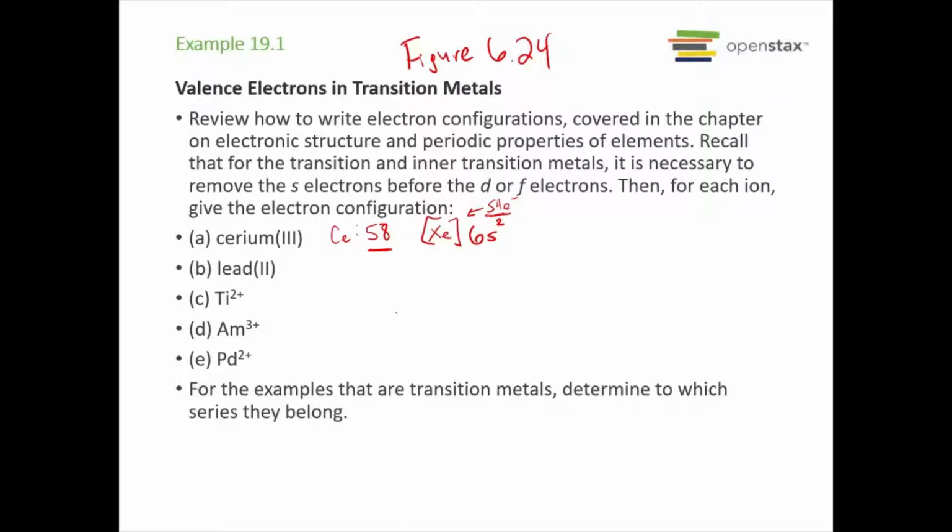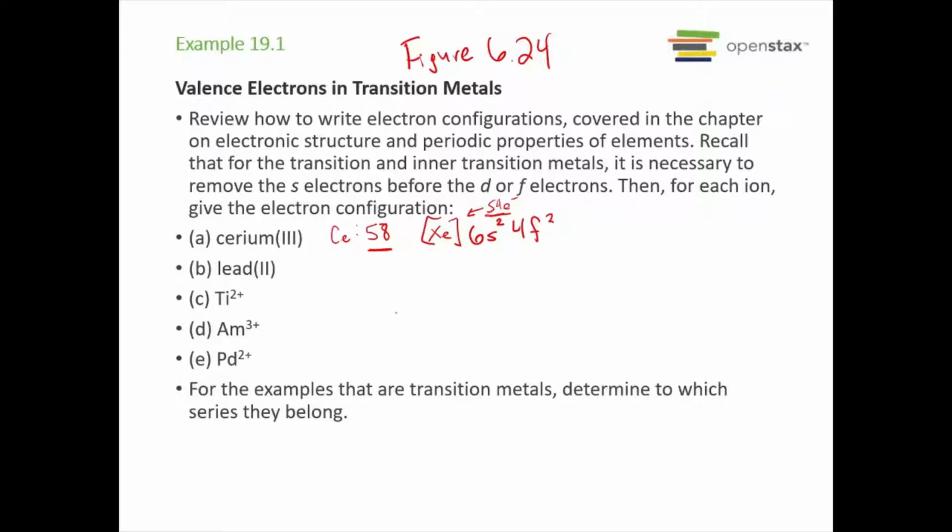And the next orbital after 6s is the 4f orbital. So that brings us to 4f and then 2. The f orbitals can hold 14 electrons, but in this case there's only 2 left, so it ends at 4f2.